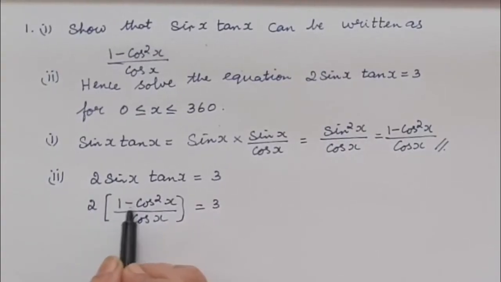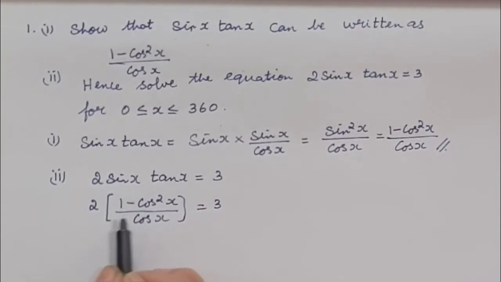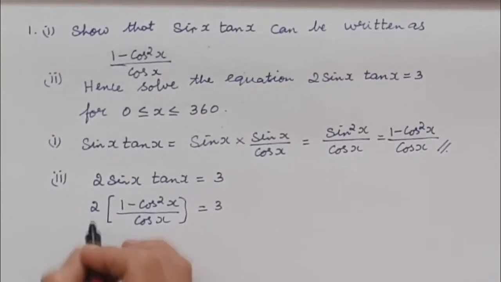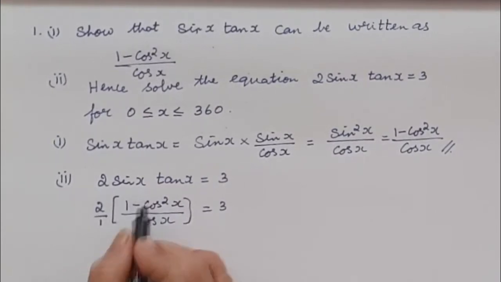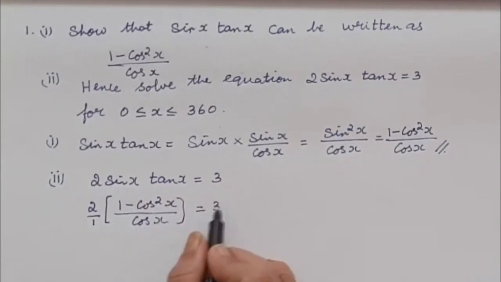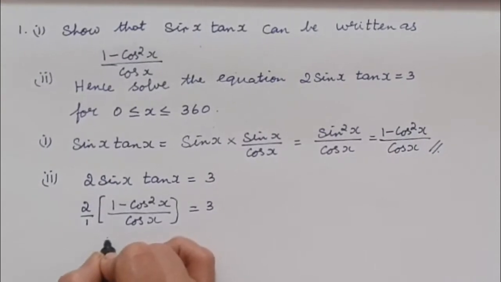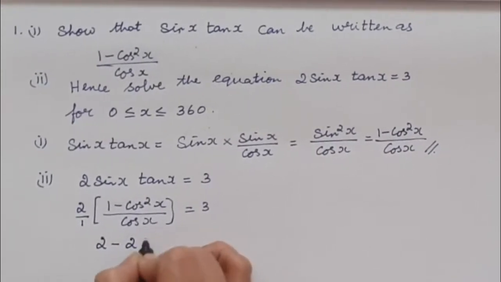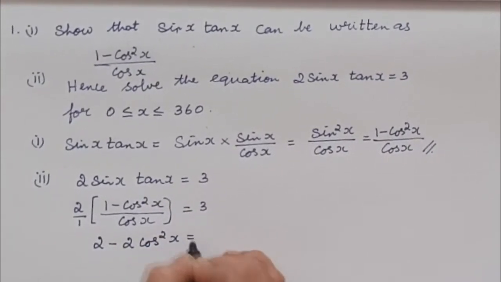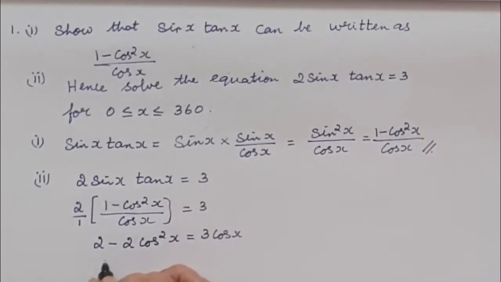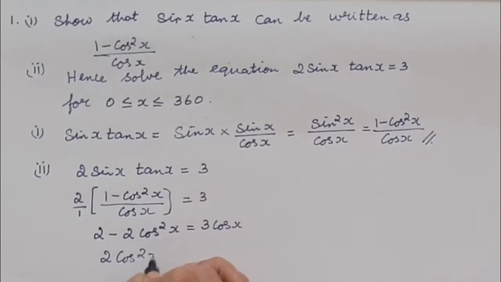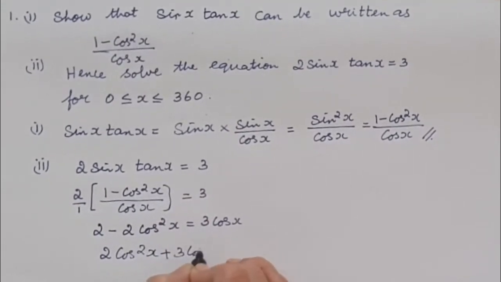Now this 2 has to be multiplied only to the numerator. It cannot be multiplied to the denominator because it is just like 2 over 1. So multiply only to the numerator and this cos x goes over here. So it becomes 2 minus 2 cos squared x equal to 3 cos x. So when you are shifting to one side, you get 2 cos squared x plus 3 cos x minus 2 equal to 0.